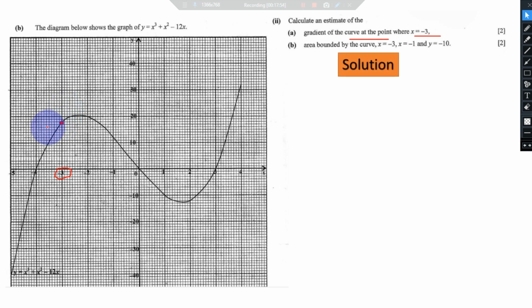Okay, up to the curve. So this is where my point is, and that is the point where I'm supposed to calculate the gradient for this curve. So what do you do?